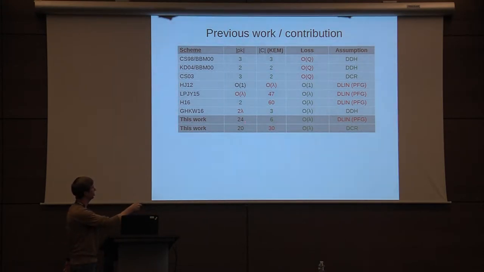Okay, so what does this work do? We construct new schemes that are bad in different metrics or in a different combination of bad. So one scheme still requires pairings. So PFG means pairing-friendly group. This is not what we would like to have. We would like to have a scheme based on a standard assumption like DDH.